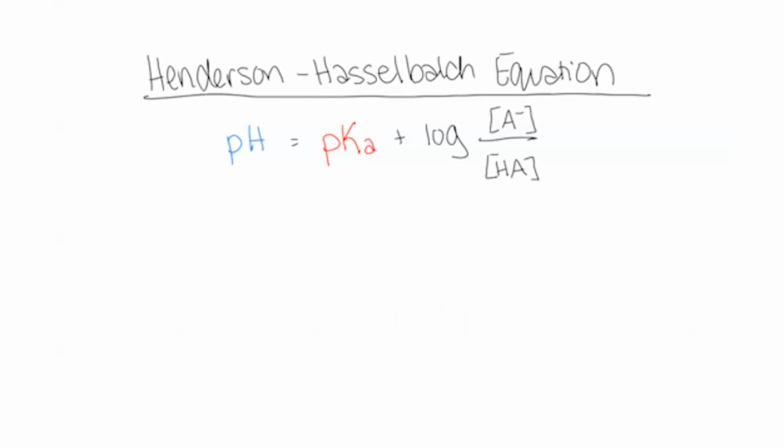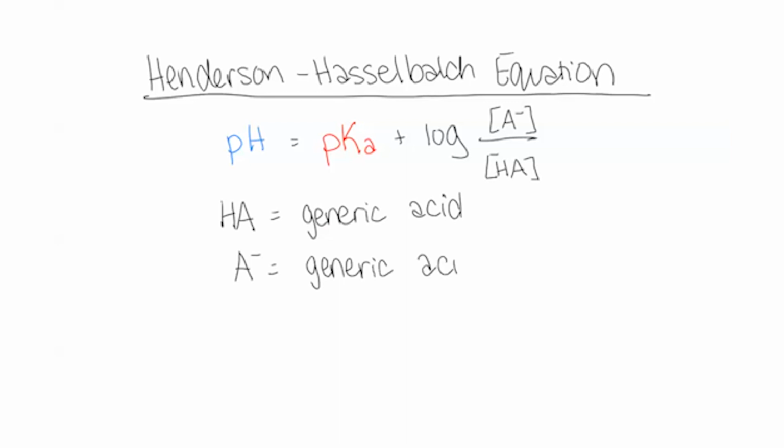To start, let's think about what we have in the case of a weak acid. What we have is an equilibrium between the acid and its conjugate base. So let's talk about the notation. We refer to a generic acid, which we abbreviate as HA. If this acid gives up a proton, it becomes its conjugate base, which we refer to as A minus.